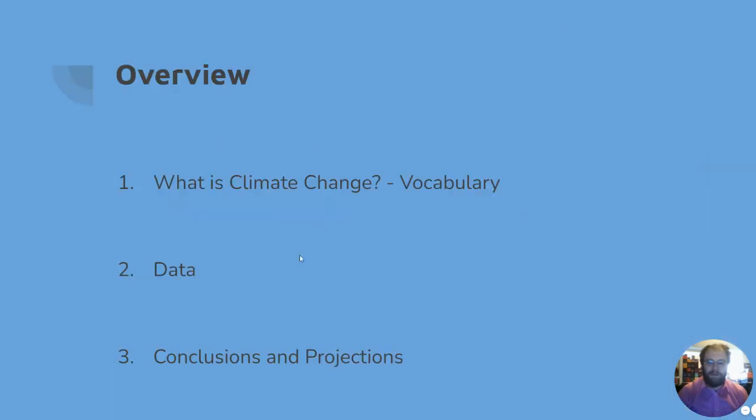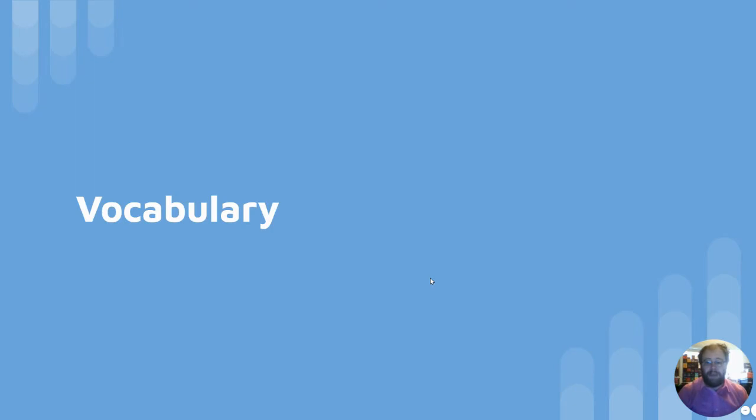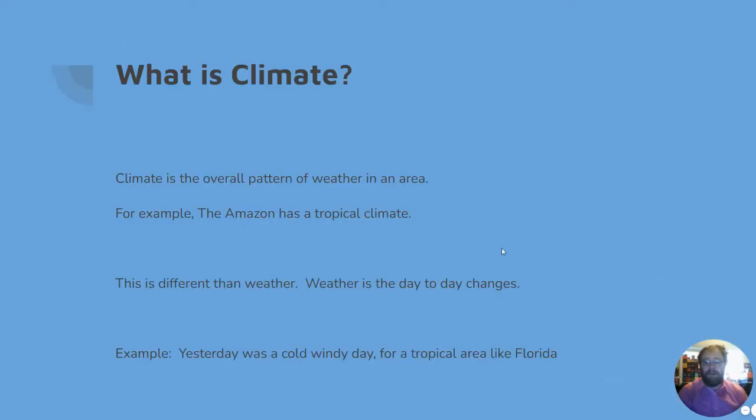Here's an overview of what we're going to talk about. What is climate change? The data that supports it, and then some conclusions and projections that we have. So vocabulary, what is climate change? Well, first of all, we have to talk about climate. Climate is the overall pattern of weather in an area. For example, the Amazon has a tropical climate, right? It is warm and wet, and that's just the general trend of the weather there.